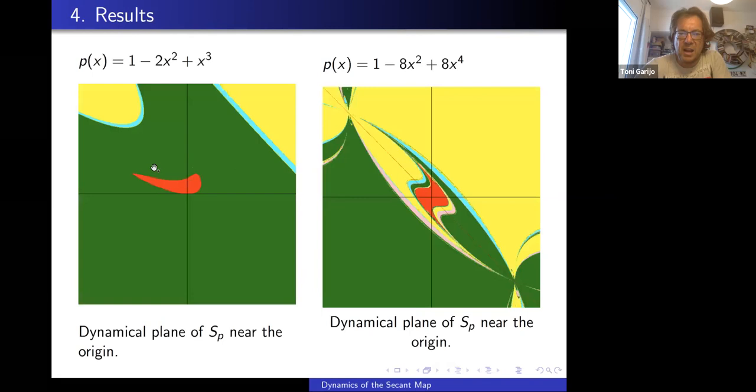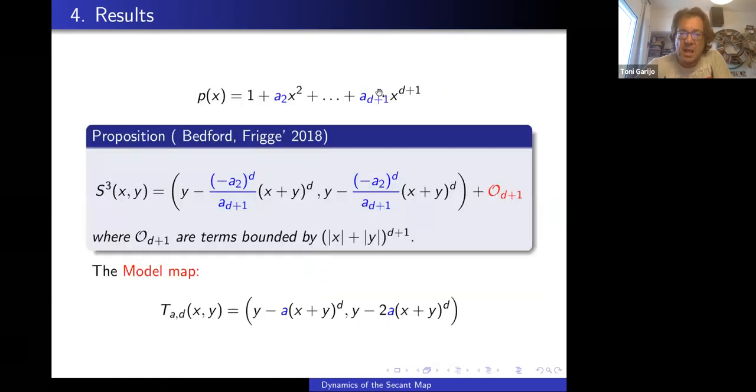And here is a zoom near one of these 3-cycles for a polynomial of degree 3, and this for a polynomial of degree 4 is just a zoom of the area. And here we use a result of Bedford and Fritz, that they expand the 3rd iterate of the secant map close to the origin, to the 3-cycle.